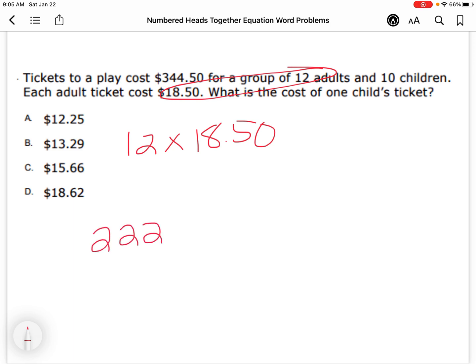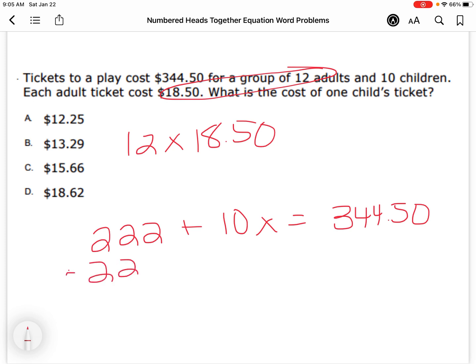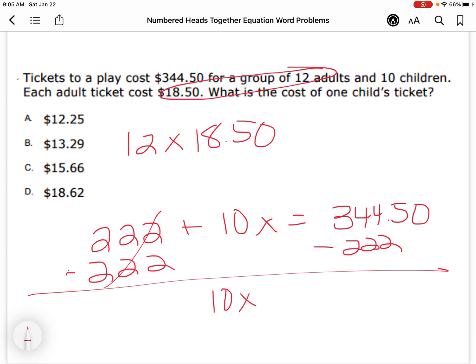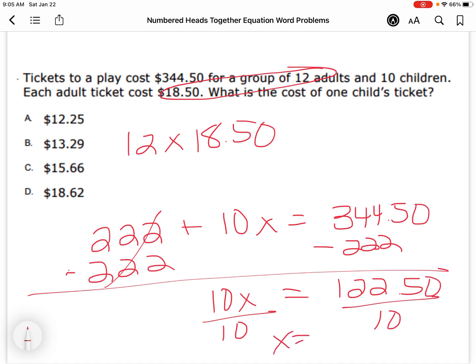So $222 plus 10x equals $344.50. So now I'm going to subtract off the adults. And now I have 10x equals, and I'm going to divide by 10. I get $12.25.